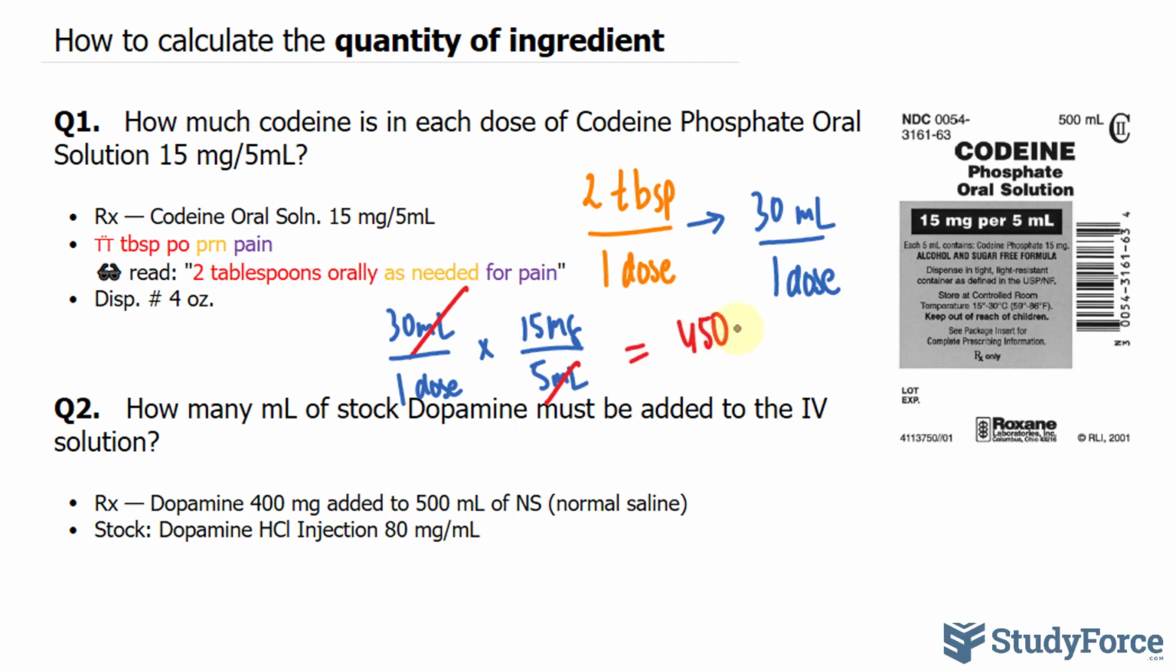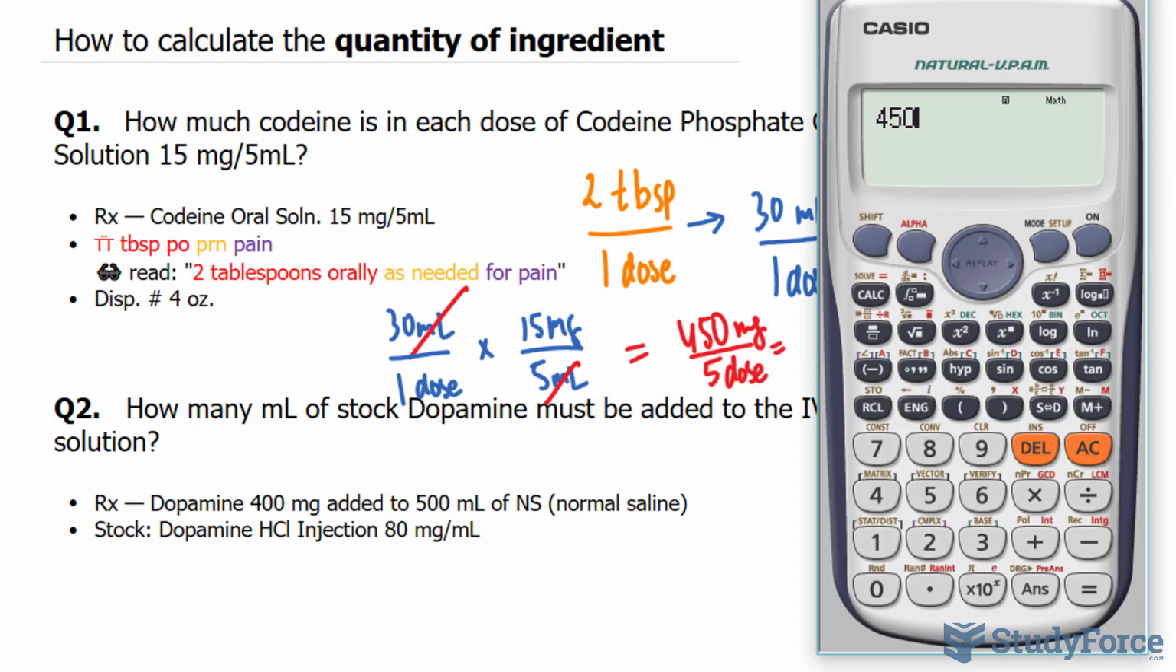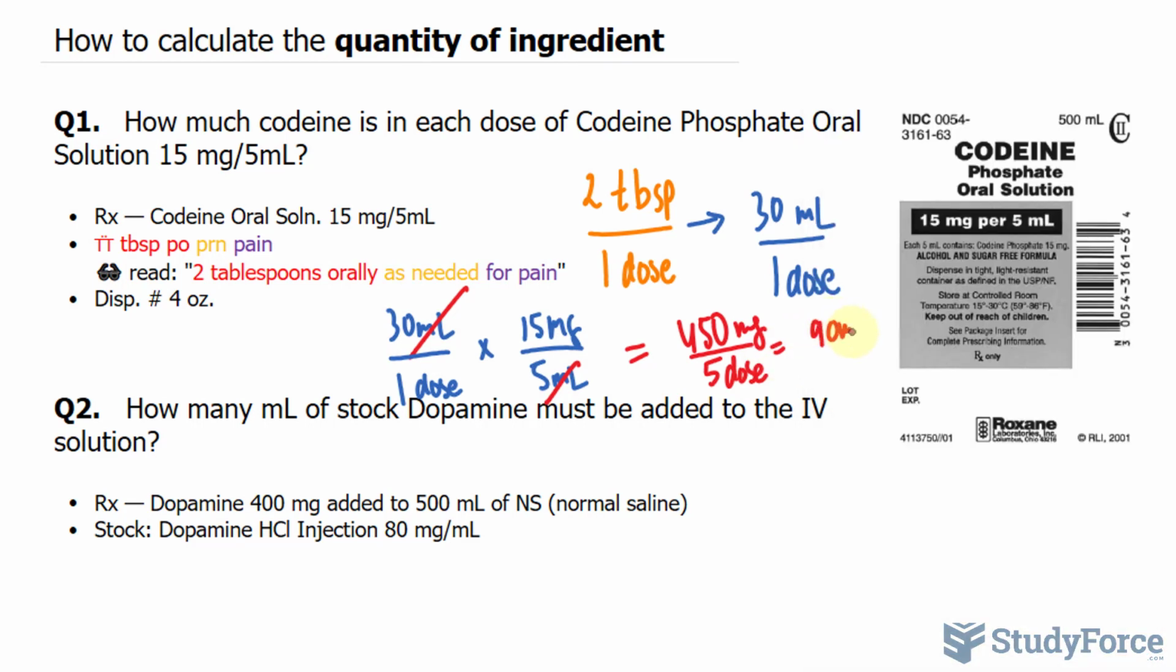So 450 milligrams per 5 doses. And if we divide this out, 450 divided by 5 gives us 90 milligrams of codeine per every 1 dose. Let's move on to question 2.